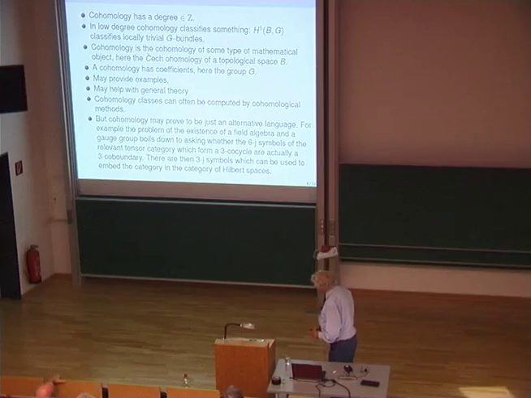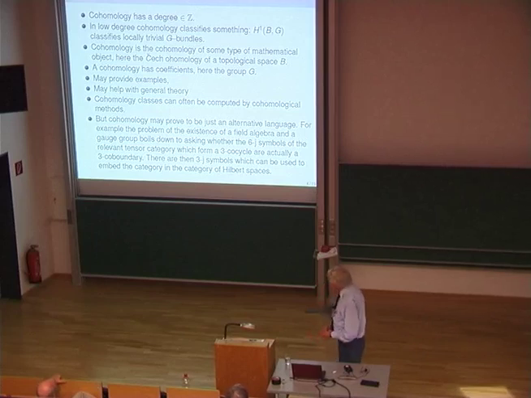And it's very often the case that cohomology classes, which is what you're interested in, can be computed by cohomology methods. But it may prove just to be an alternative language. And I give you one example. The problem of the existence of a field algebra and a gauge group boils down, with a little simplification, to asking whether the 6j symbols of the relevant tensor category, which form a 3-cocycle, are actually a 3-coboundary.